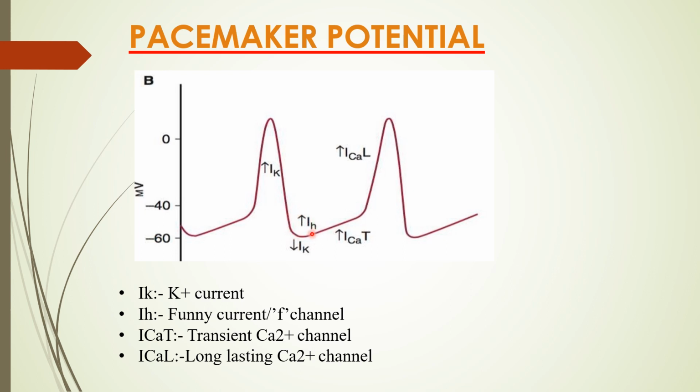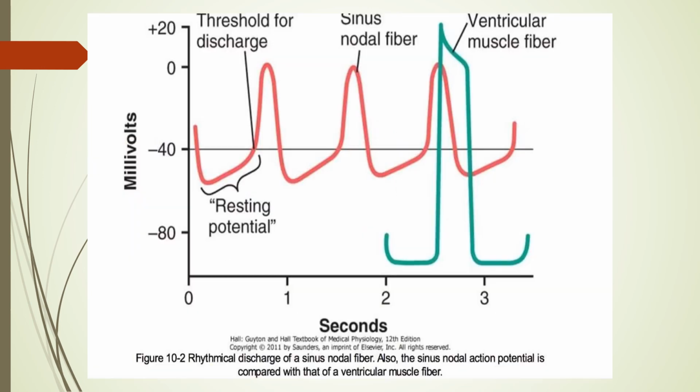Okay, so IK is potassium current, IH is funny current. Okay, so the starting of the pacemaker potential is because of the funny currents and potassium decay. This is IK, and IH increases. So this will increase, the potassium decay will decrease. And the later part of pacemaker potential is because of transient calcium channels, which causes calcium influx. And the depolarization phase is because of I calcium L, that is long lasting calcium channel causing calcium influx, and the repolarization is because of potassium efflux and also calcium channels closure. Okay, I hope you understood.